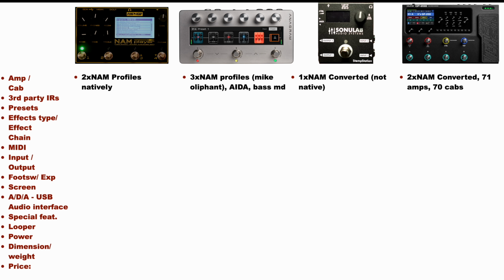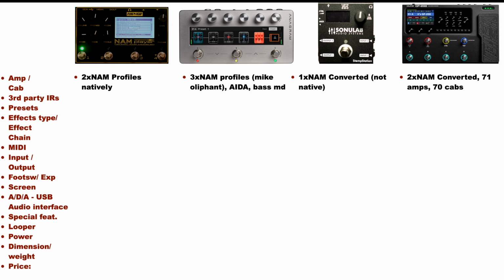The Sonu Lab Stomp Station allows us to load 1 NAM profile, but it is converted in a specific Sonu Lab internal format. Also the Valeton converts NAM profiles in its own proprietary format. And the Valeton allows us to load 2 NAM profiles at a time, one in the amp block and another one in the distortion block.